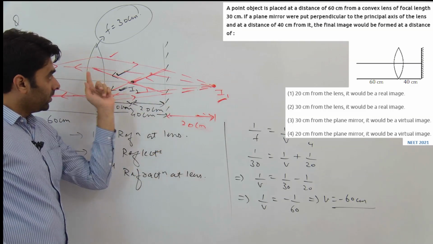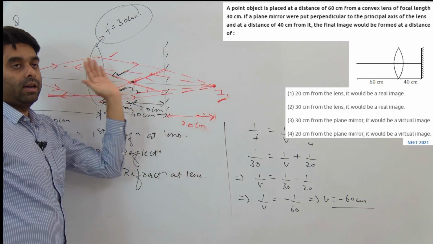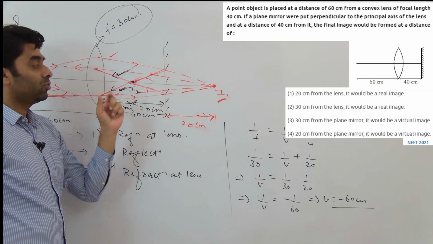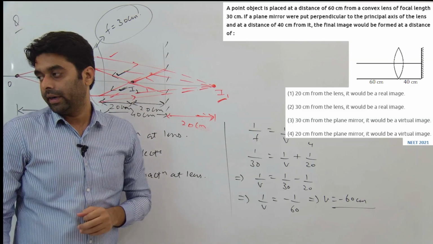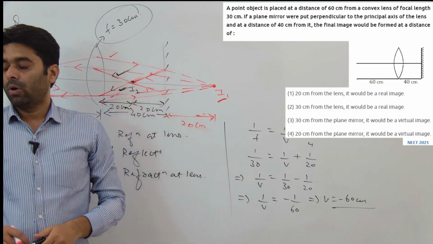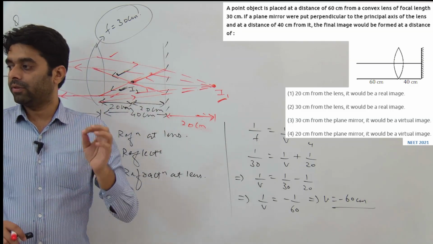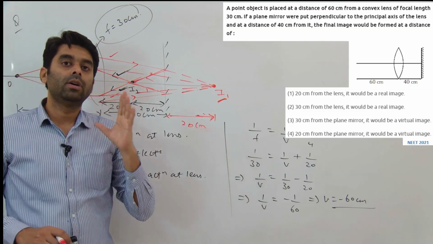Minus means with respect to this lens, the image will be forming, it will be virtual, and from the lens it is 60. That means from the mirror it will be 20 centimeter. Right, now check the option which it is. Option number 4, 20 centimeter from the plane mirror, it will be a virtual image.